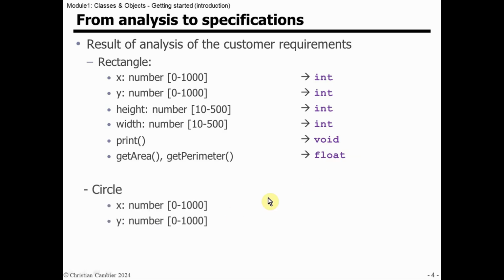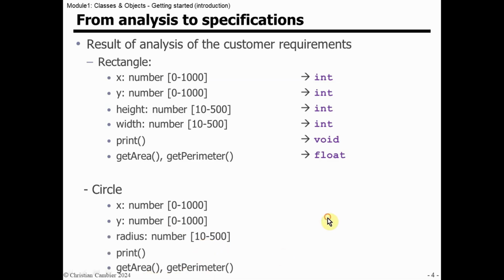Similar story for the circle. It has a starting position as well, denoted by X and Y, and their values must lie within the same range, 0 and 1000. Instead of height and width, a circle has a radius. The value must lie between 10 and 500. As well, what we want a circle to do for us is to print its state on the screen and to calculate the area and perimeter. For data types, very similar, all integers for the properties, and then void for print and float for get area and get perimeter.